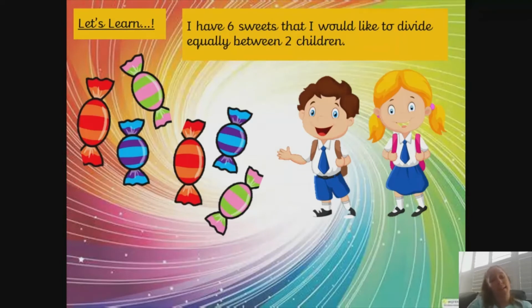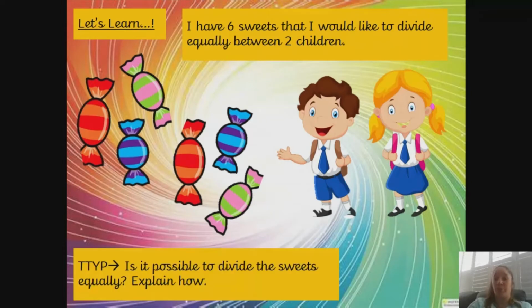Okay, so let's learn then. So, I know already that you're thinking, this is so easy, I know the answer already. But hold fire, okay? It's just warming you up gently. So I have 6 sweets that I would like to divide equally between 2 children. Okay, so 6 sweets, 2 children. Is it possible to divide the sweets equally? Explain how. So have a quick talk to your partner, or if you're at home, write it down, or just have a think, because I know you probably will know already.